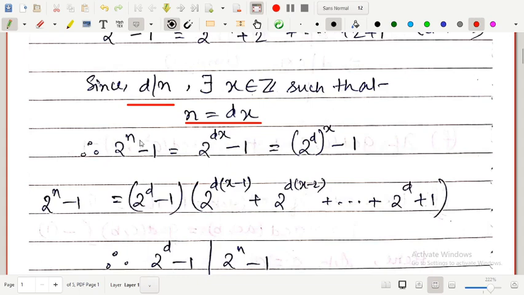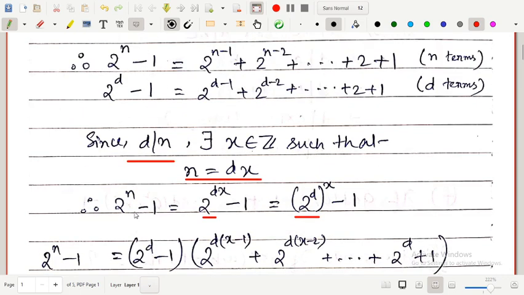Now what is 2 to the power n minus 1? It is 2 to the power dx minus 1. In place of n, we have written dx. Now we can write it like this: we know the exponent formula, a to the power m whole to the power n is a to the power mn. So here, 2 to the power dx I have written as 2 to the power d whole to the power x. a to the power mn can be written as a to the power m whole to the power n; that is the basic formula. We learnt it in class 5, 6 or 7, so very easy. Now 2 to the power n minus 1, I am writing it again. 2 to the power n minus 1 is equal to what?